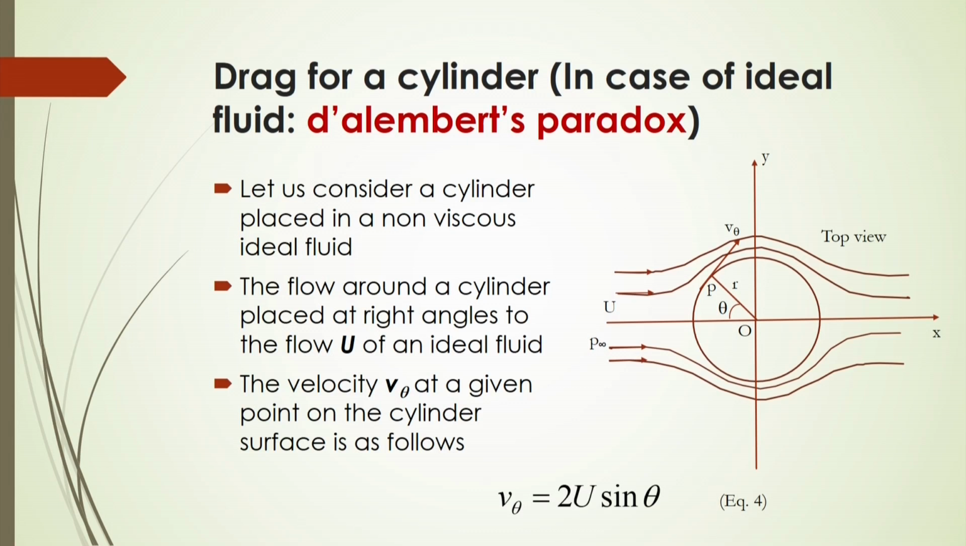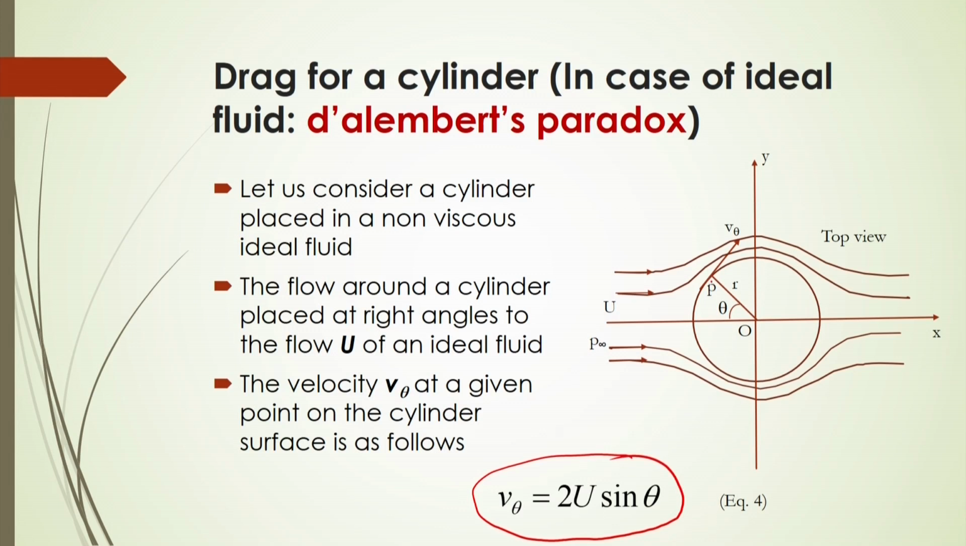Now, if the fluid is flowing around a cylinder that is placed at right angles to the flow u of an ideal fluid, the velocity v theta at a given point on the cylinder surface will be equal to 2 into u into sin theta.